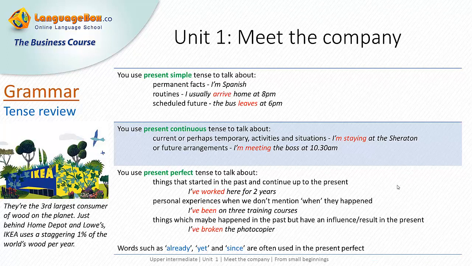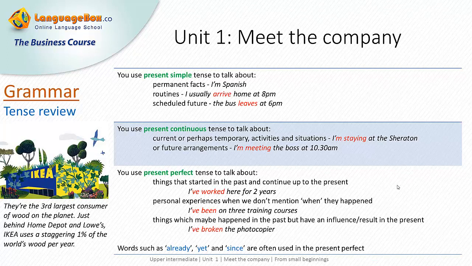And there's another use of present simple which people often forget about, and it's scheduled future events. You can think of these things as being connected with timetables. For example, the bus leaves at 6 p.m. It's going to happen in the future, but because it's a scheduled event, we can use present simple. The flight leaves at 11:15, for example. My bus arrives at 4 o'clock. Even though it's the future, we can use present simple tense.